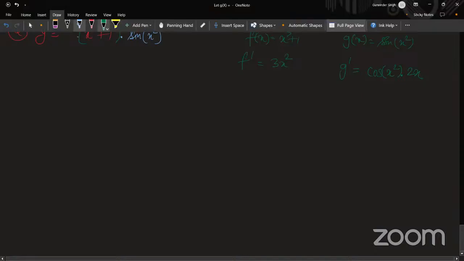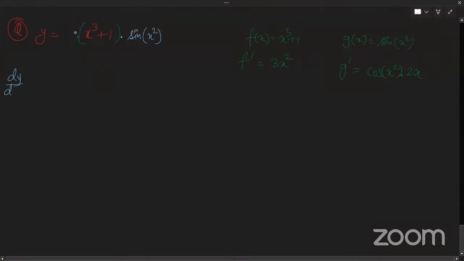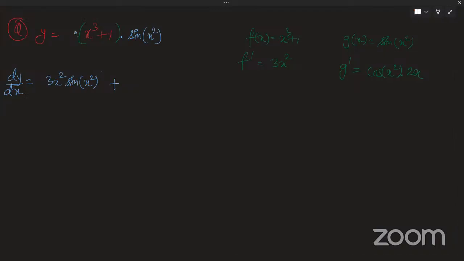Great. So you take the derivative of the first term and keep the second as it is, and then the other way around. Yes, Vignesh. We differentiate the first function, keep the second as it is, and after that, you differentiate the second function and keep the first as it is.